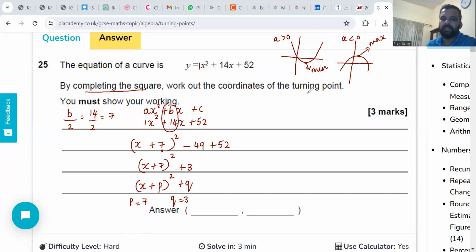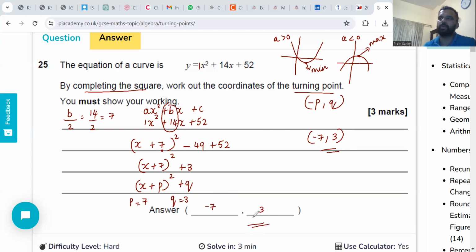We are finding the turning point here. The turning point is always represented by minus p comma q. Here, p I got as 7, q I got as 3. So my turning point will be minus p comma q, that will always be the same. Here p is 7, so minus p will be minus 7, and q is 3. So minus 7 comma 3 will be our turning point.